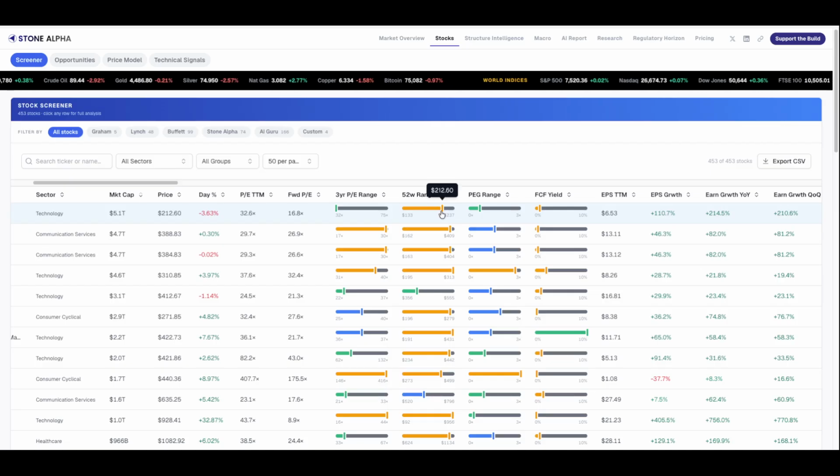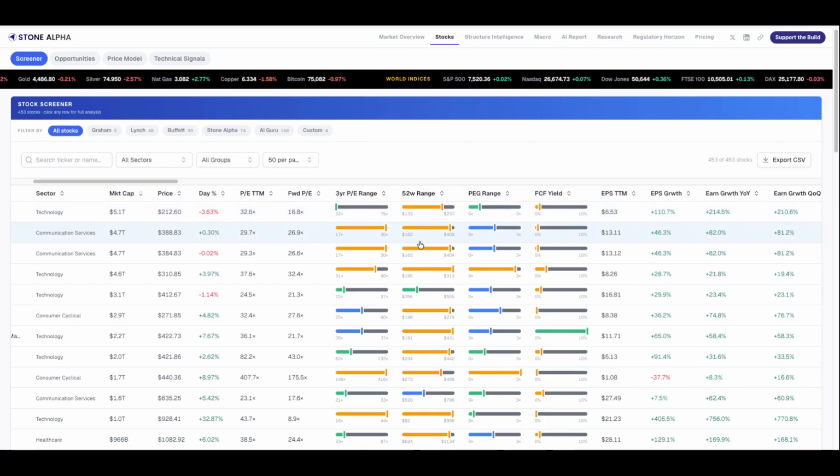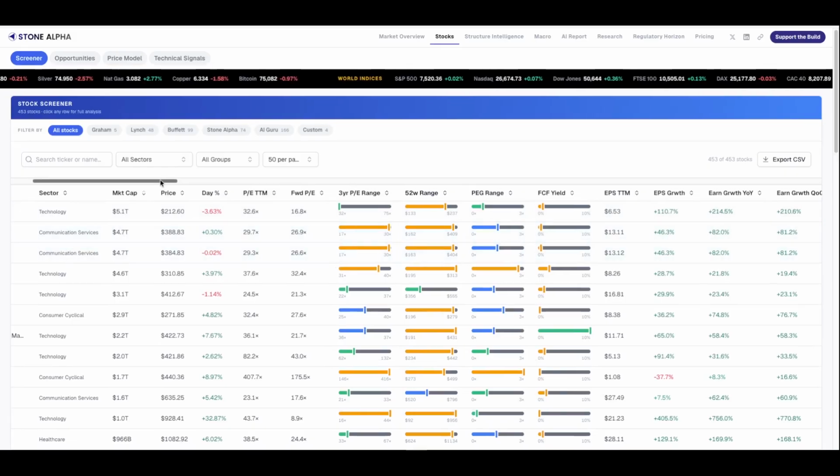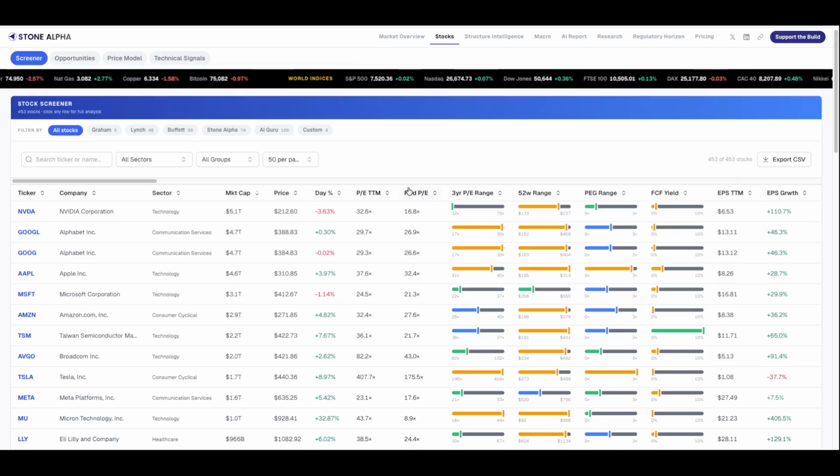Another interesting one here is the 52-week range. You can see where it sits in that. So typically, if you're coming here and you want to look at the stocks, you could either download the CSV and just get the analysis done. I'm going to be doing that as well every week.